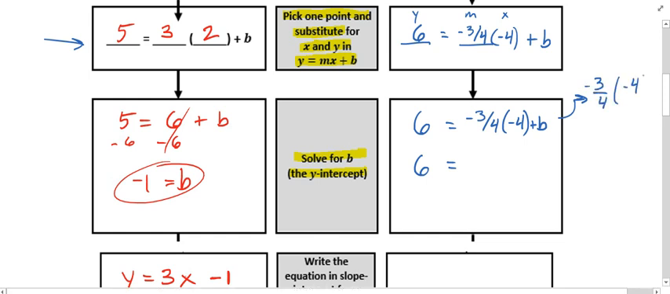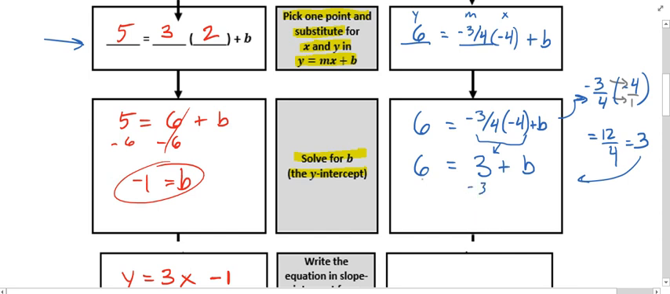-3/4 times -4. Remember, you can put it over 1, multiply straight across. And I'm seeing -3 times -4 is 12. And 4 times 1 is 4, which reduces to a result, not a slope. We already found the slope. Result of 3. So, in our equation then, let's go back here. 3 plus b. This stuff gave us 3. Solve for b, that just means -3 on each side. Y-intercept, or b, is 3.